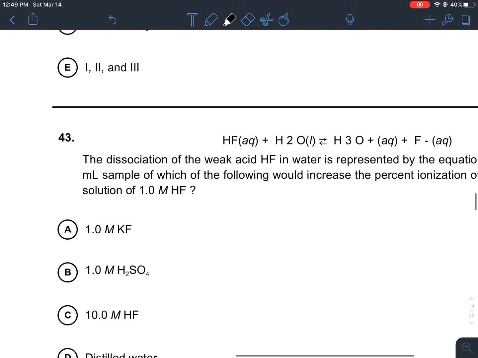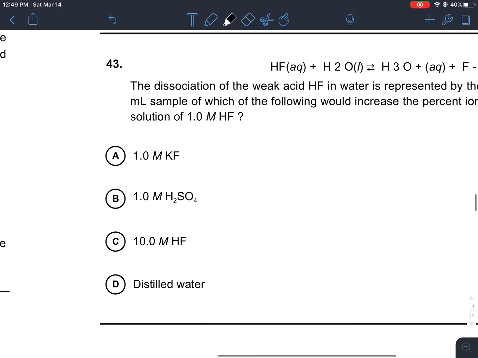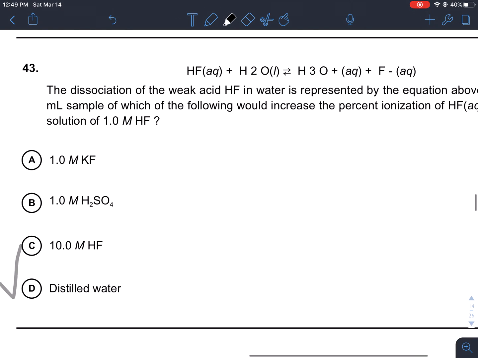All right, let's keep going. 43. Okay, you know what? I have some problems with this question. Okay, the College Board is saying the correct answer is D. I don't agree with this.